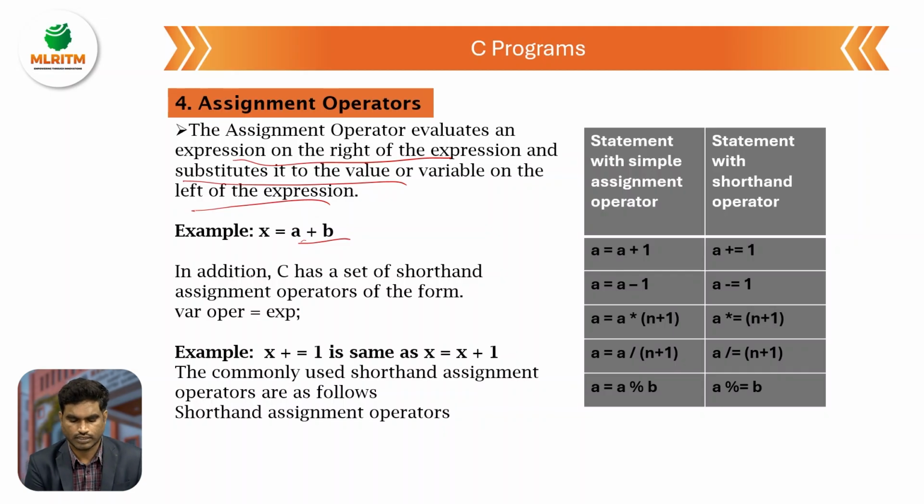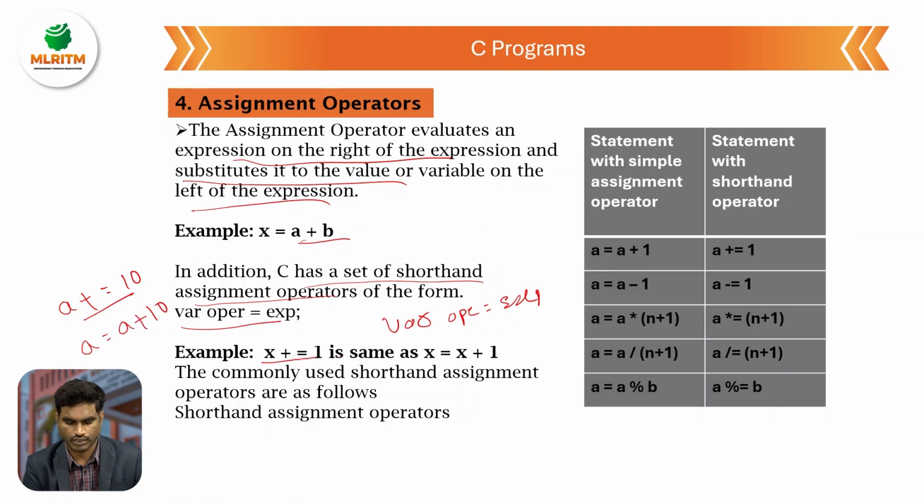In addition, C has a set of shorthand assignment operators of the form: the syntax is variable operator equal to expression. For example, A plus equal to 10 is a shorthand operator. What is the meaning here? A equal to A plus 10. Same as x plus equal to 1 is the same as x equal to x plus 1.